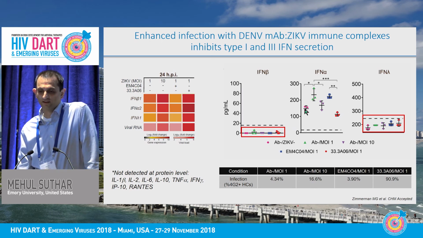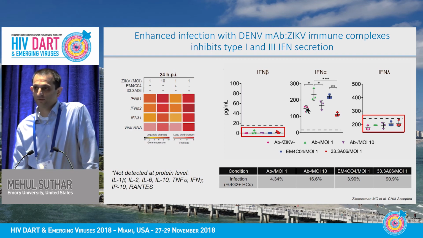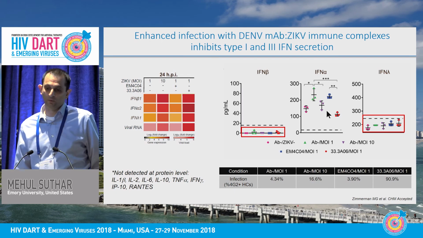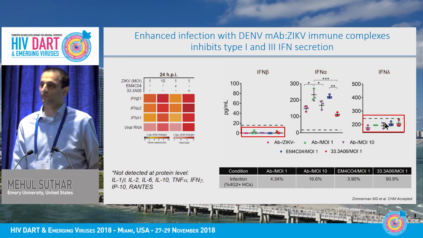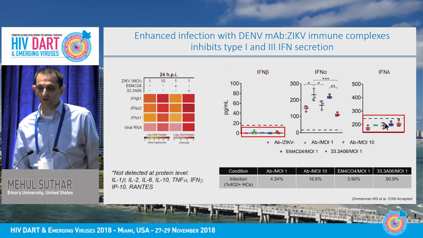Normally, Hofbauer cells, when you isolate them and throw them into culture, you do get some level of interferon alpha secretion occurring. But what's interesting, as you increase the amount of infection using our antibody-dependent enhancement conditions, we see reduced amounts of interferon alpha being produced. And we see absolutely no interferon lambda being produced by these Hofbauer cells.